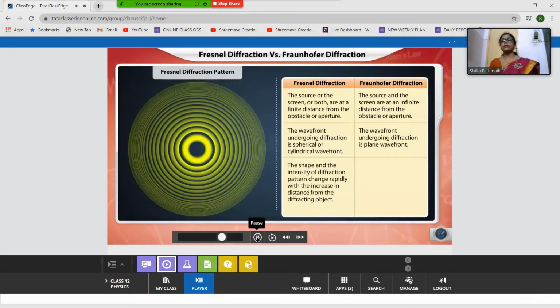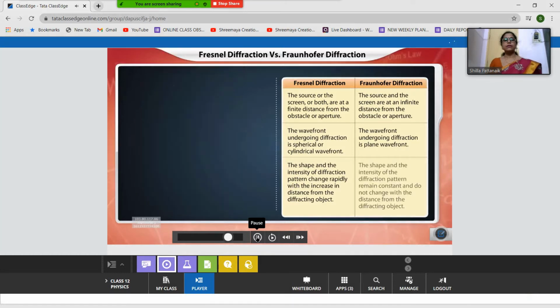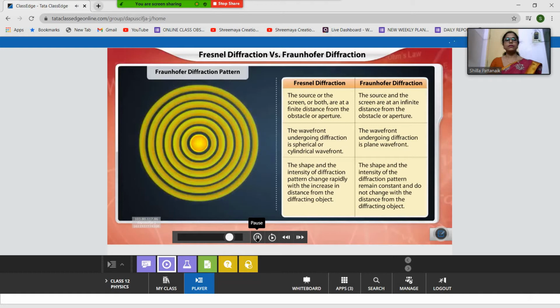The shape and the intensity of the Fresnel diffraction pattern change rapidly with the increase in distance from the diffracting object. The shape and the intensity of the Fraunhofer diffraction pattern remain constant and do not change with the distance from the diffracting object.